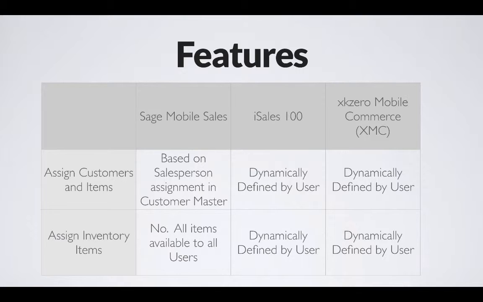The xkzero products separate that completely. So you can build basically any rule for assignment of customers for iSales and for XMC defined by user and then dynamically managed by the system. So if you want to assign it based on a UDF, right? So a territory or something like that, by a state, by a zip code, any of those kinds of things will be accommodated.